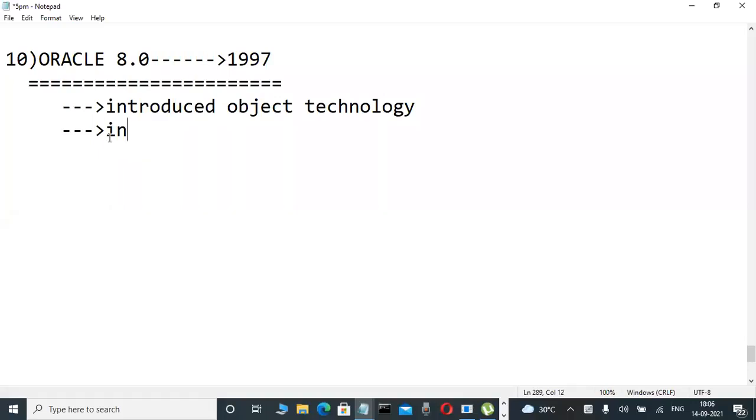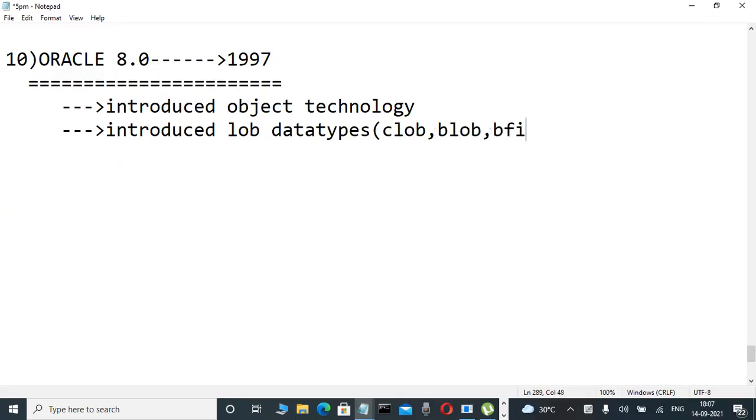Now write it. Introduced: LOB data types. Write it fast. Within the brackets write CLOB, comma, BLOB, comma, BFILE data types. Write another one: nested table. These are all technical things. Nested table, because these are all things you don't have an idea about.